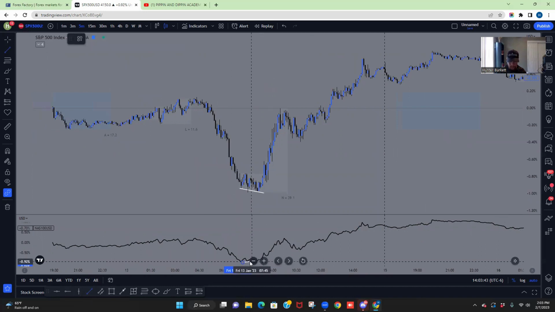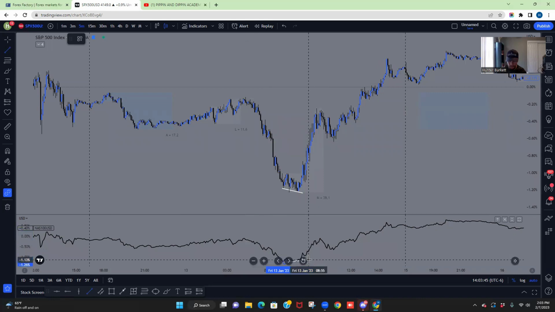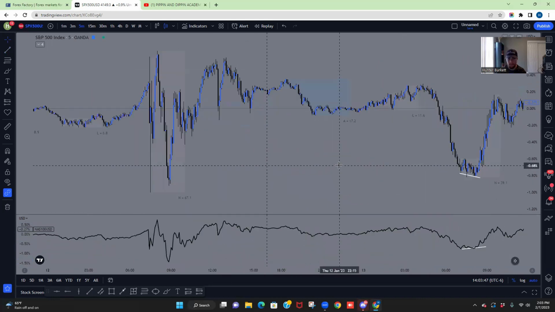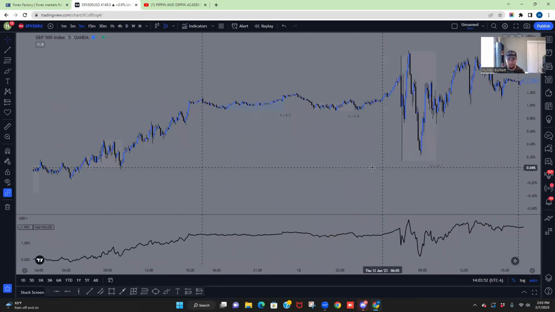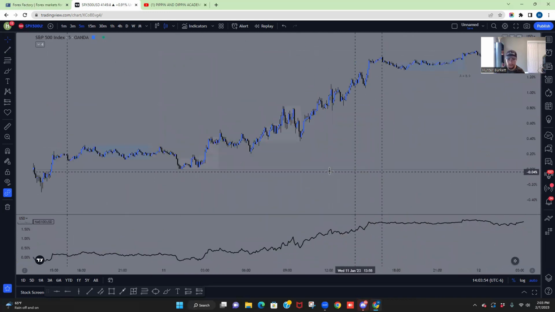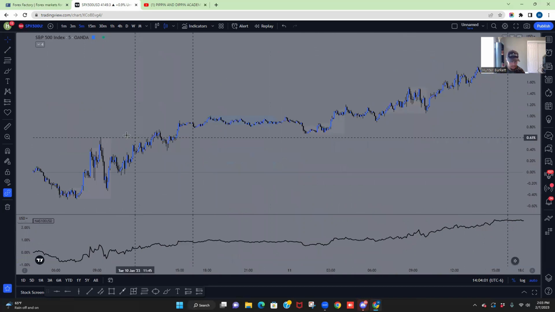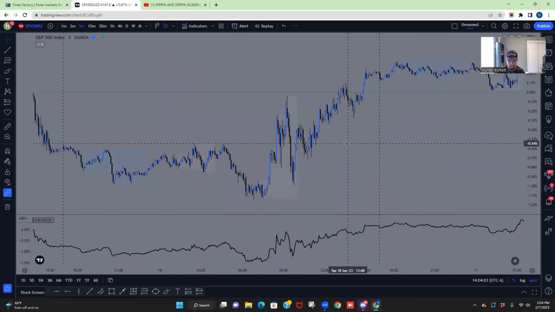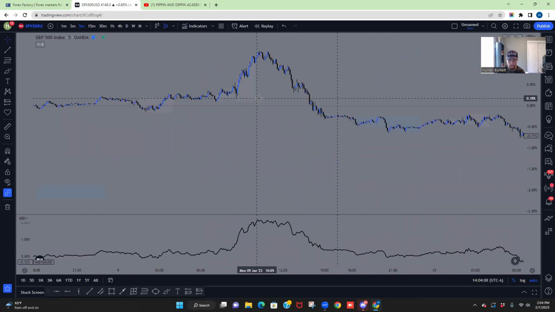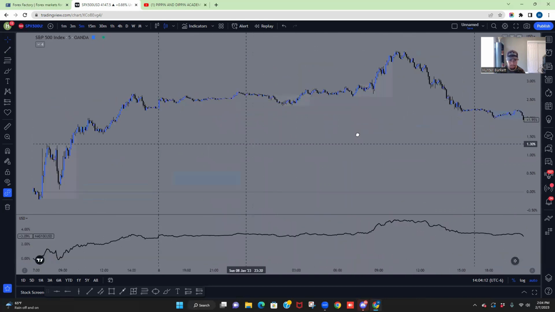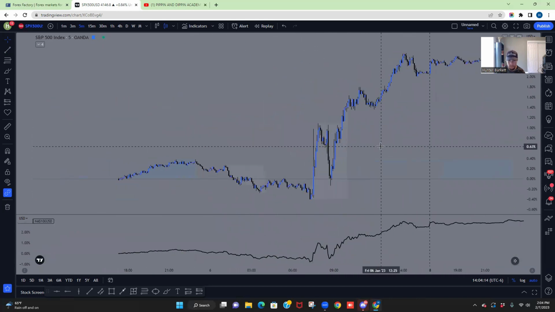You could use US 30 this way too. They pretty much run together, right? Not every day you're gonna have this. Not every day, but when it does present itself, it's very, very valuable to have. You can also do hidden divergence too as well. But you can see how they're correlated, but you can use this technique to get into a trade.